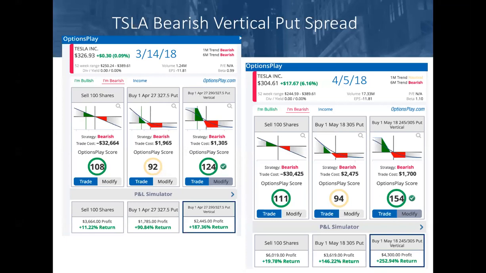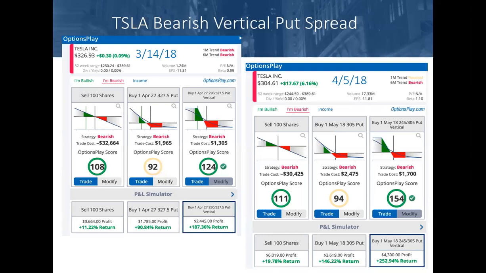So on the left is a put spread that we talked about on our webinar of 3/14, less than a month ago, when Tesla was 327. The put spread suggested was the 327.5 put expiring on April 27th, selling the 290 put against it. For $1,300 you were short, in essence, 100 shares of Tesla with the potential to make almost 200%. And of course, that potential was fully realized as the stock dropped to 250.